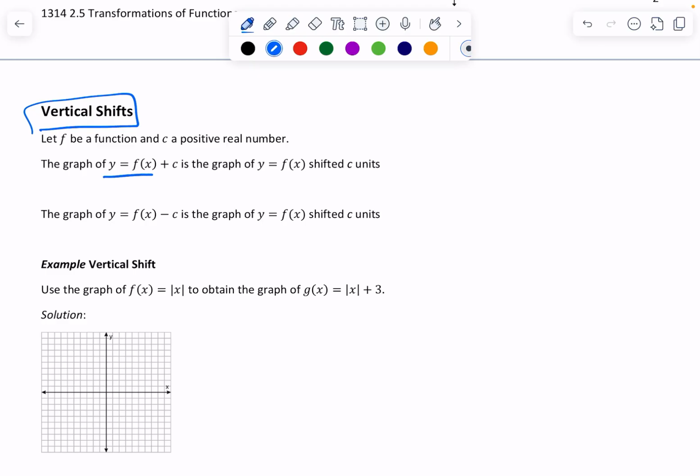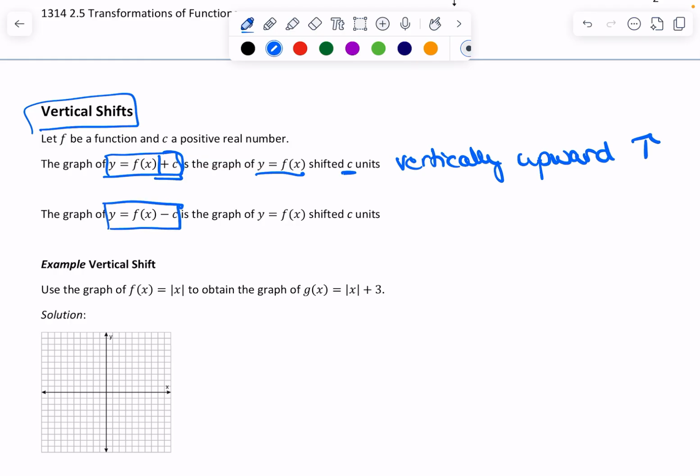The graph of y equals f of x plus c is the graph of y equals f of x shifted c units vertically upward. That is that plus c right here. If we have f of x minus c, that means that we are shifting the f of x c units vertically downward.